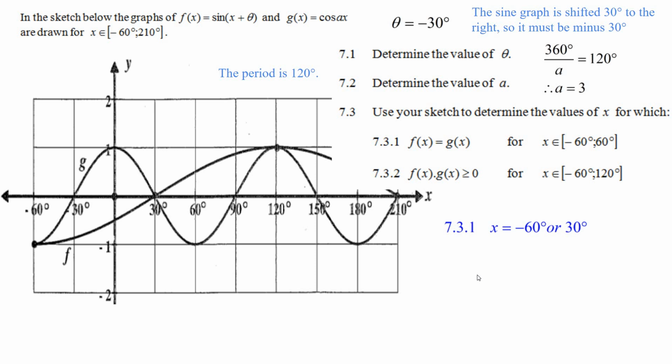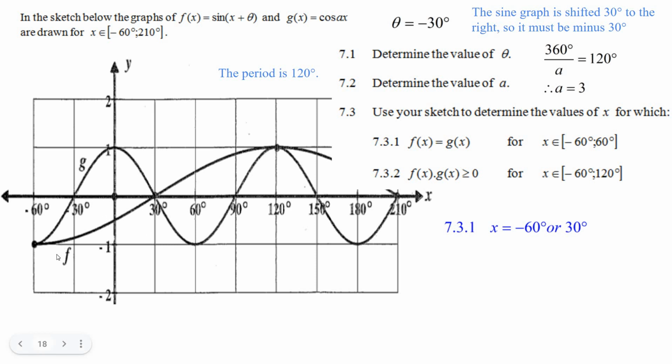Okay. Now the last question's tricky. I messed it up a bunch of times. But I understand the question because it's saying when you multiply the two functions together, when is it greater than or equal to 0? In other words, when will it equal a positive?